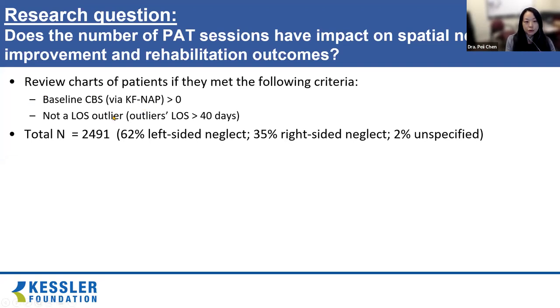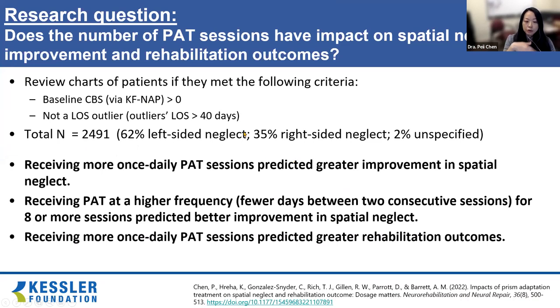After this inclusion and exclusion, we included 2,491 patients in the analysis. And consistently, there are more patients who have left neglect than right neglect. I'm not going to go into detail about how we did the analysis, but this is the outcome. This is the result of the study, the summary.